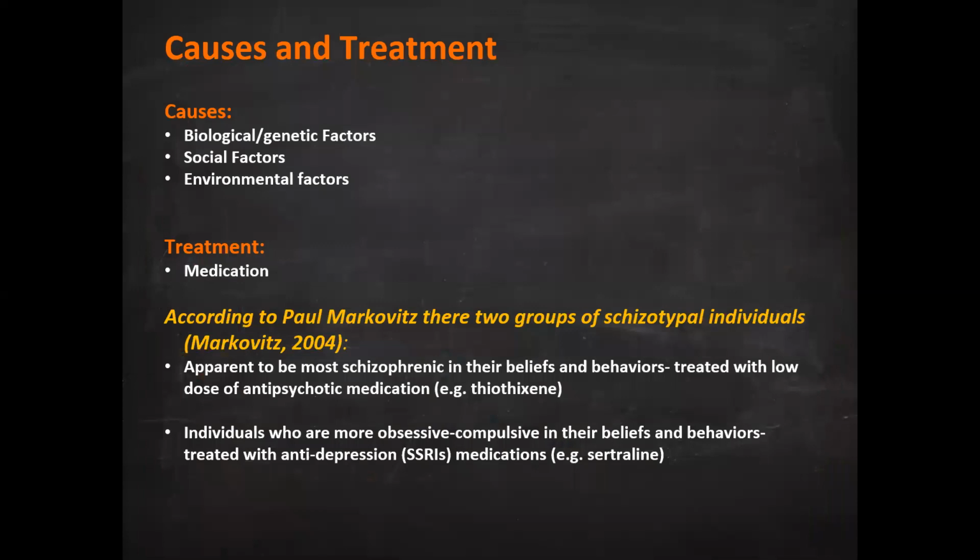The causes to consider for schizotypal personality disorder are biological genetic factors, social factors, and environmental factors. Treatment would be medication, and according to Paul Markovitz, there are two groups of schizotypal individuals. Those who appear to be most schizophrenic in their beliefs and behaviors will be treated with a low dose of antipsychotic medication. Individuals who are more obsessive compulsive in their beliefs and behaviors would be treated with antidepressant medication.